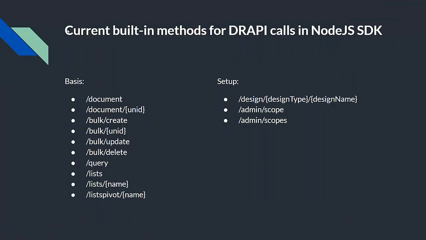So yeah, the current built-in methods for Drapi are these ones, for basis and for setup. You may also refer to our documentation or our README for more information.